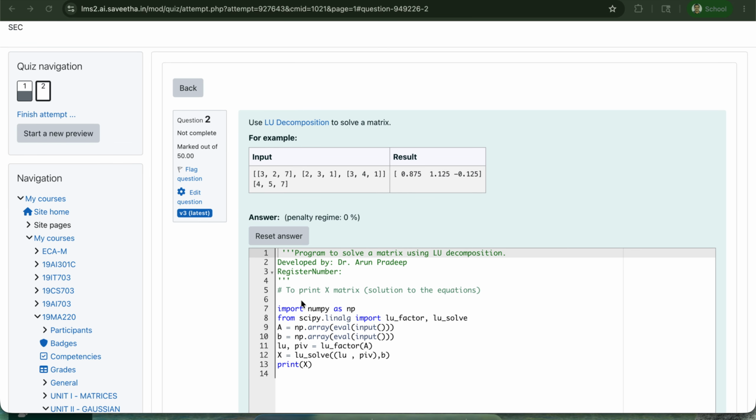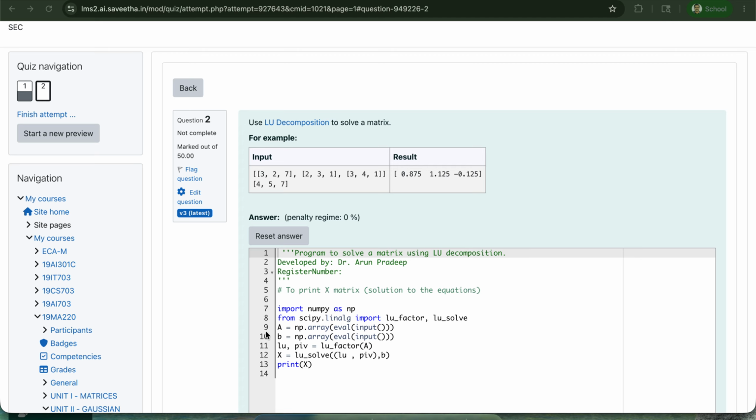And as always, you have to give the environmental variables here, which are not displayed here. You have to definitely put that, and then you import numpy as np, which is by default required for all mathematical calculations. Then, like in the previous experiment, you import the scientific python library, from which you need only these two functions, lu_factor and lu_solve.